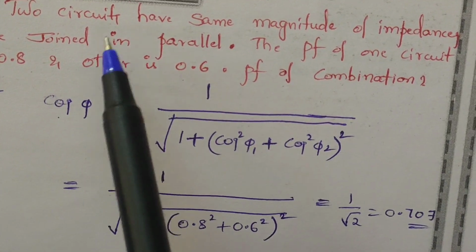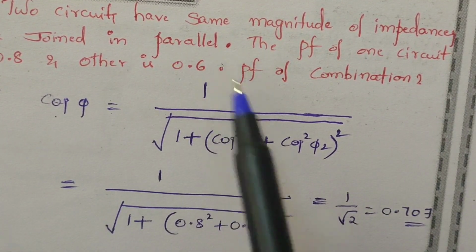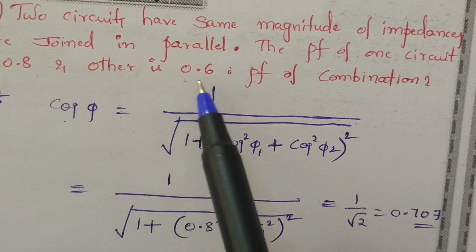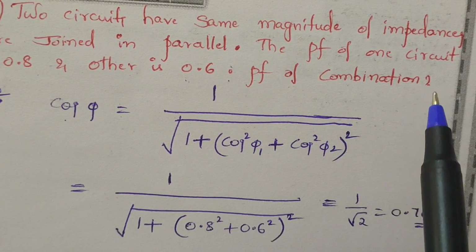In this question, two circuits have the same magnitude of impedance. They are connected in parallel. The power factor of one impedance is 0.8 and the power factor of the other impedance is 0.5. He is asking for the overall power factor of this parallel combination.